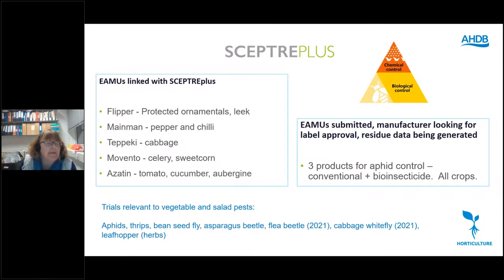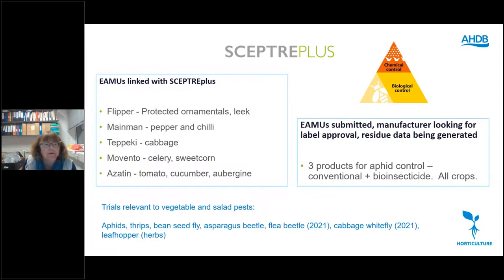Before I actually talk about the pests, I just wanted to mention the Scepter Plus project, and we've talked about that a bit already. So that focuses on chemical control and biopesticides, and looking for new actives against target pests, diseases and weeds in a whole range of horticultural crops. And sometimes these are completely new products, but more often they might be products that are new to that particular crop or that particular pest.